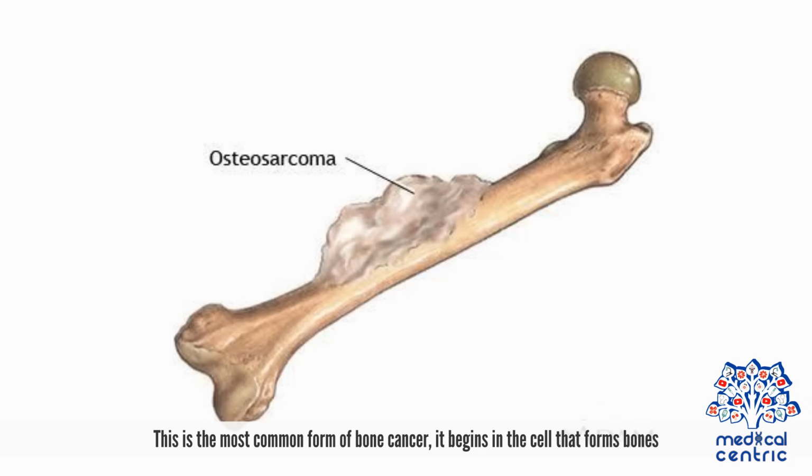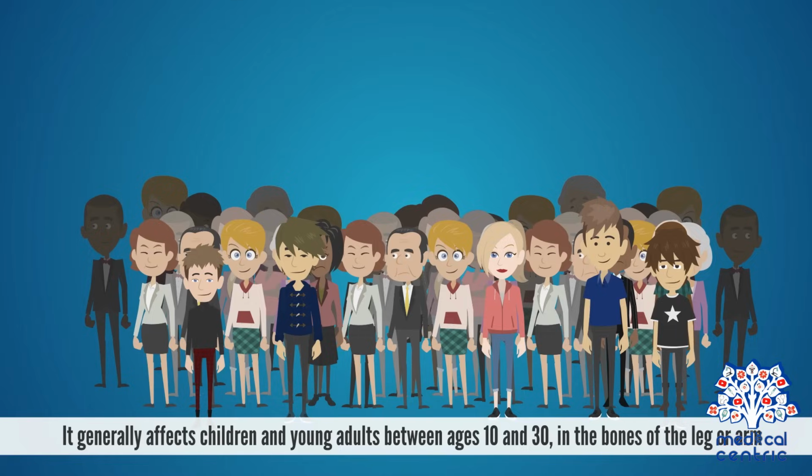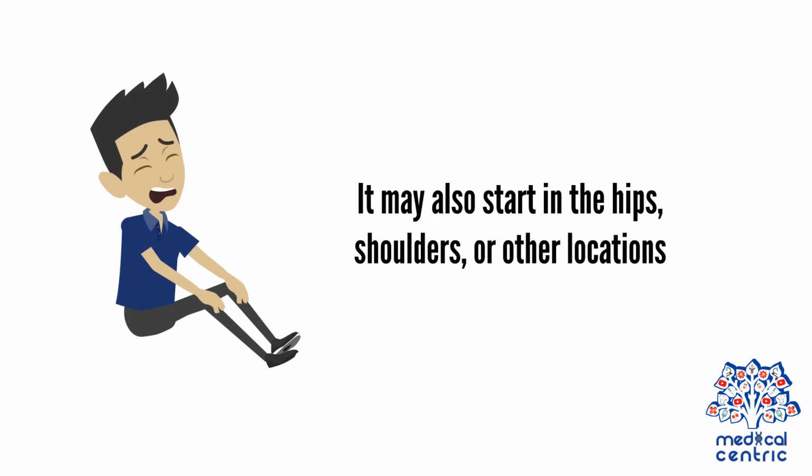It begins in the cells that form bones. It generally affects children and young adults between ages 10 and 30 in the bones of the leg or arm. It may also start in the hips, shoulders, or other locations.